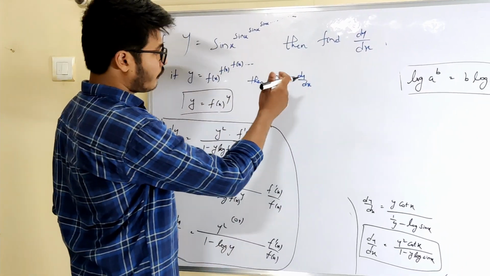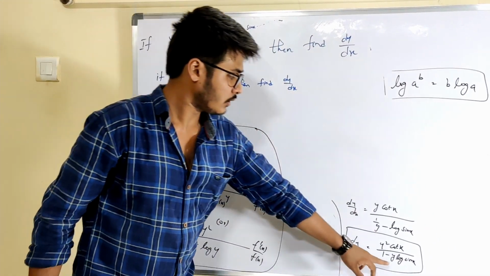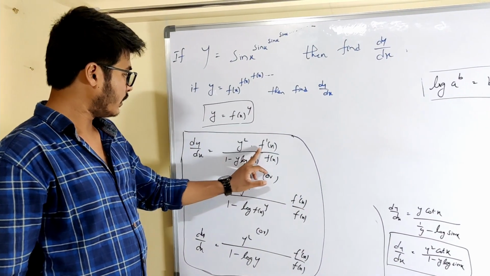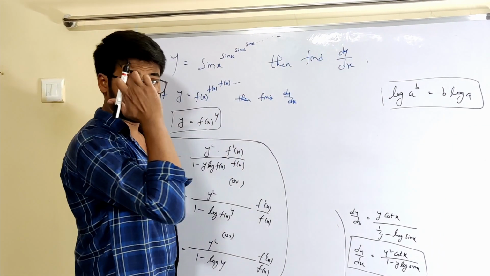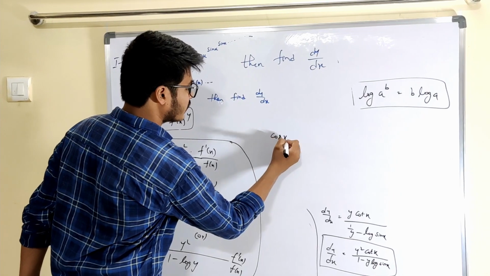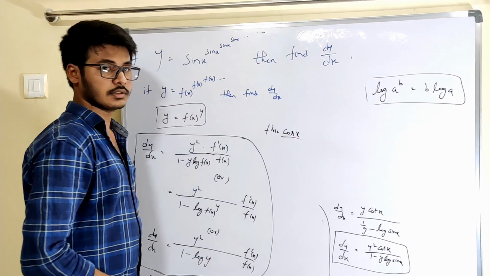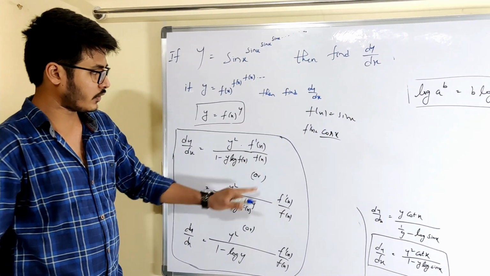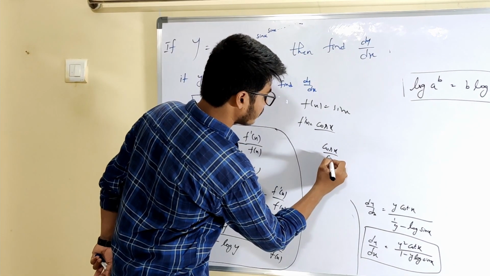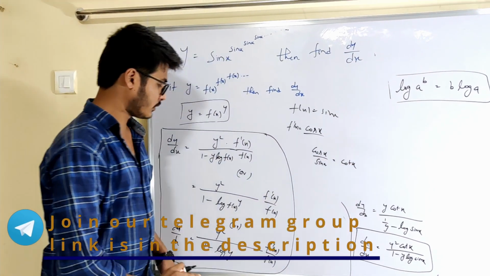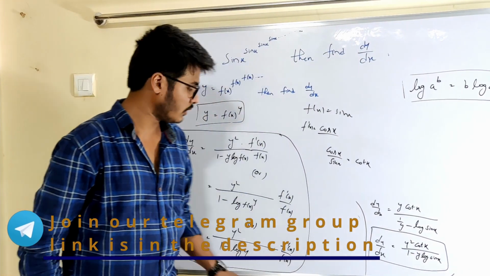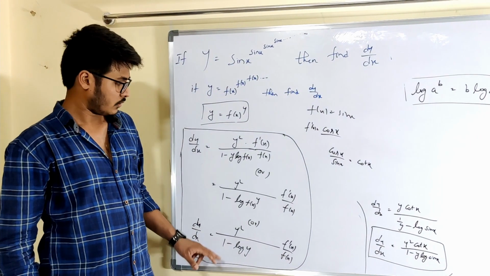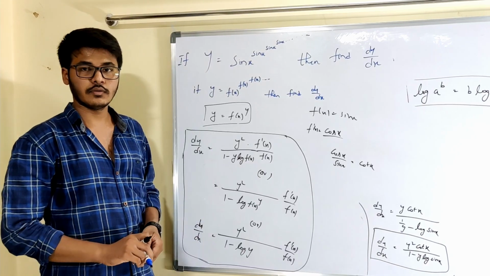So for our previous question, here f of x is sin x. So as you can see here, y square into f dash of x, f of x is sin x, so f dash of x is cos x. And f of x is sin x. So f dash of x by f of x is cos x by sin x, which is cot x. So y square into cot x by 1 minus y log f of x. Here f of x is sin x. So this is the shortcut for the given question.